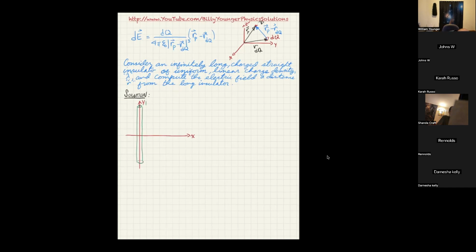Okay. And I'm going to point out that it goes to infinity that way and goes to infinity that way. And now I'm going to go over here a distance r away, which is going to be the point P at which we wish to know the electric field.